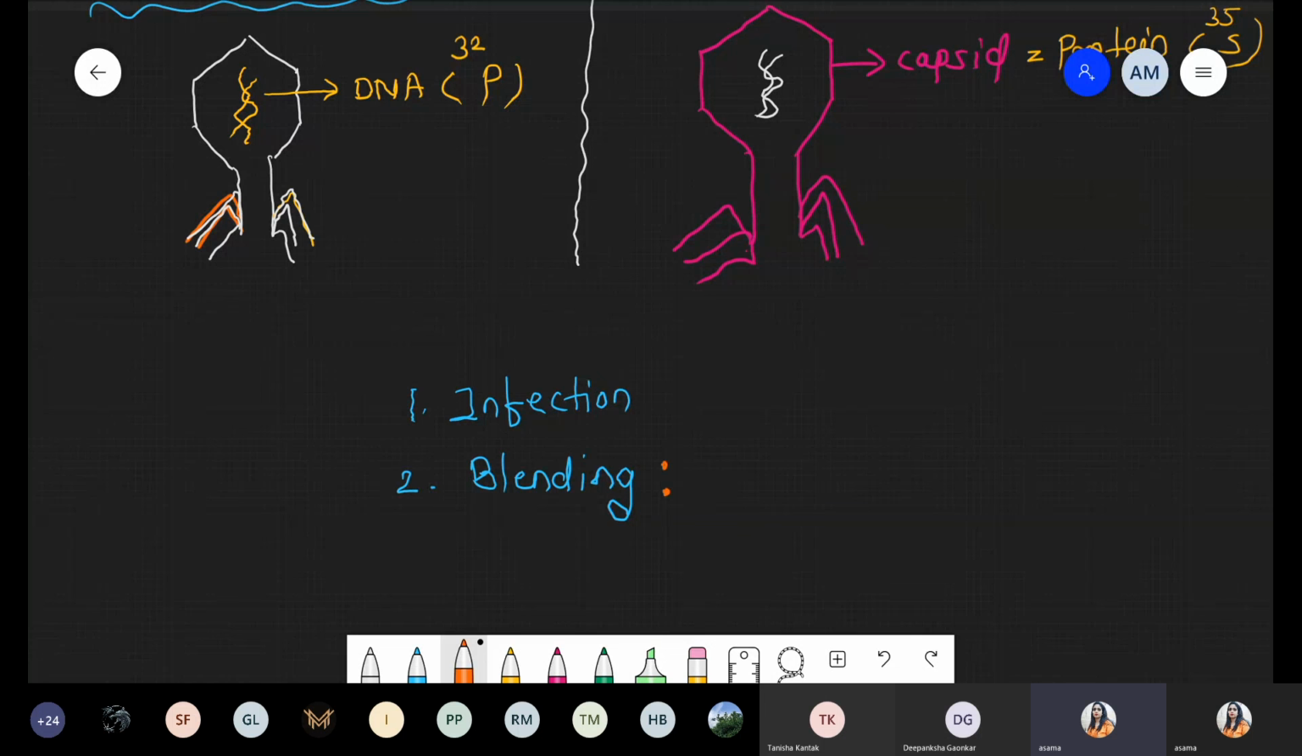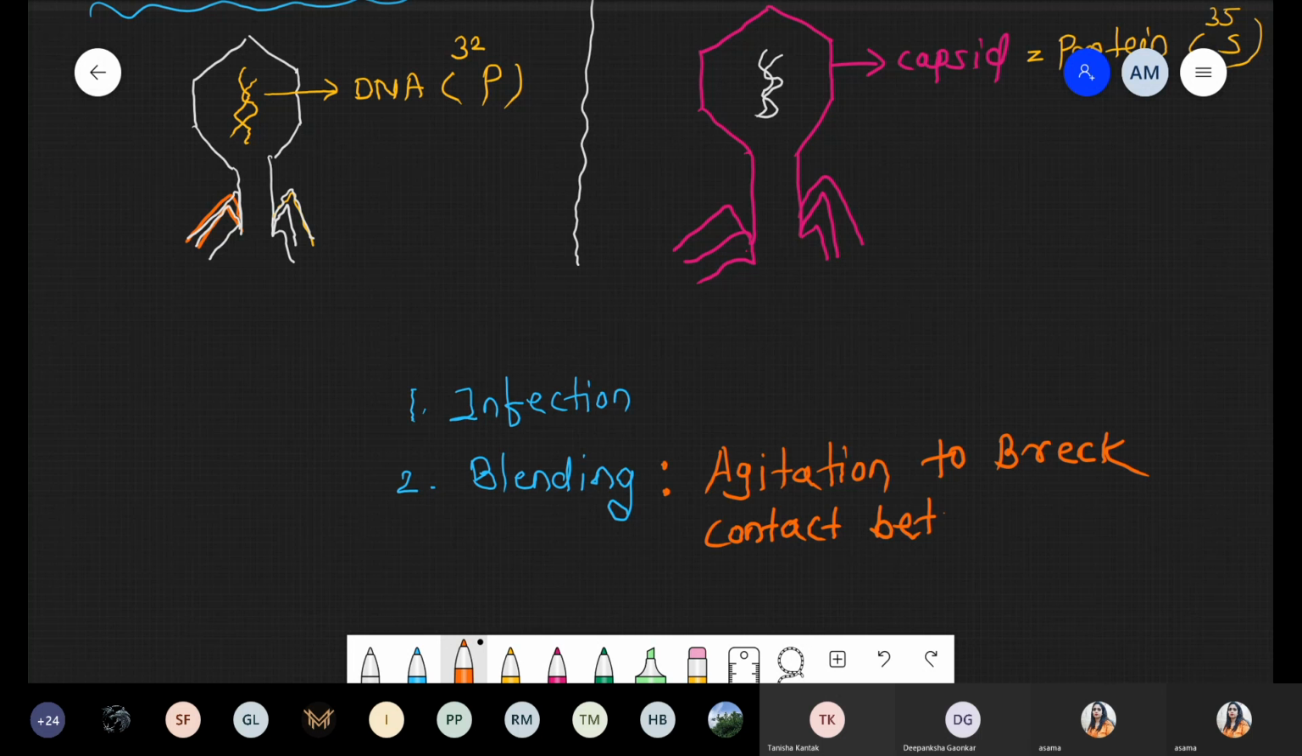And what is the meaning of blending? During blending we have to use agitation. Agitation means, like the blades inside a mixie, there are blades present that are continuously moving. So the blending process is nothing but an agitation process, continuously moving, to break the contact between bacteria and phage.